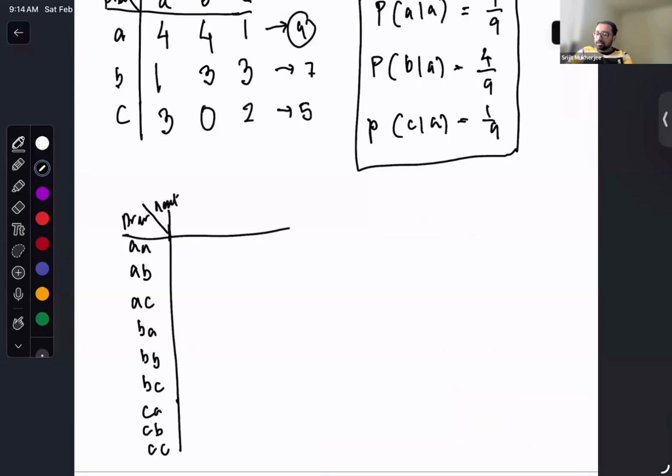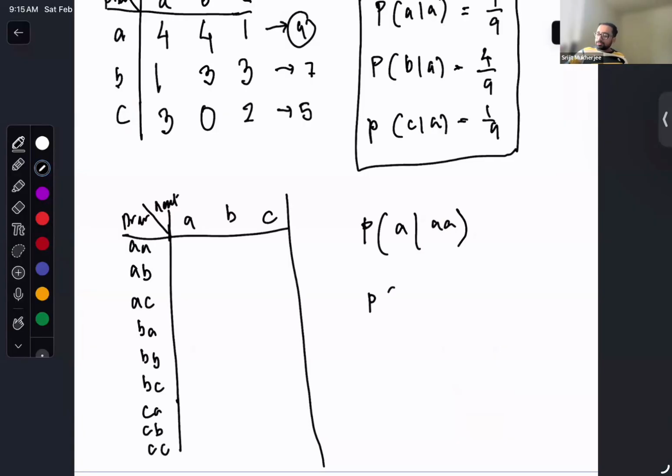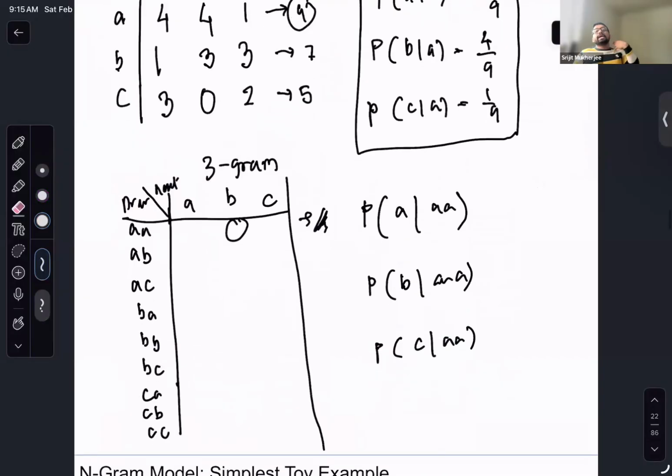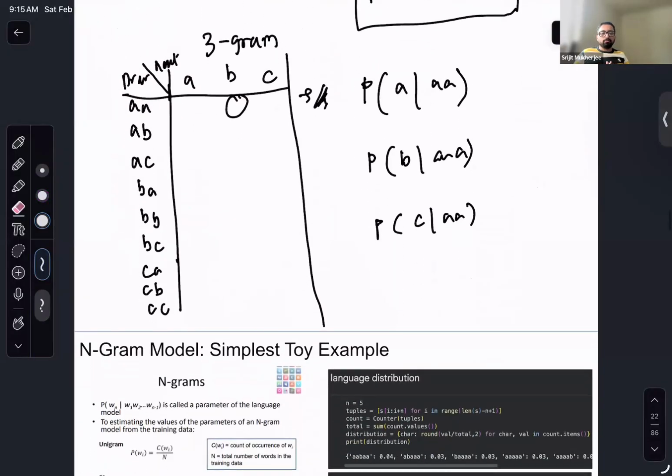And then here it is next and previous. It is A, B, and C. And again, you can do that. And then you find out probability of A given A, probability of B given A, and probability of C given A. And you do the same. Find it out and then divide by the sum here. So this is called 3-gram. This is called n-gram or 2-gram. This is called 1-gram. So if you keep on doing this, this is simple n-gram modeling.